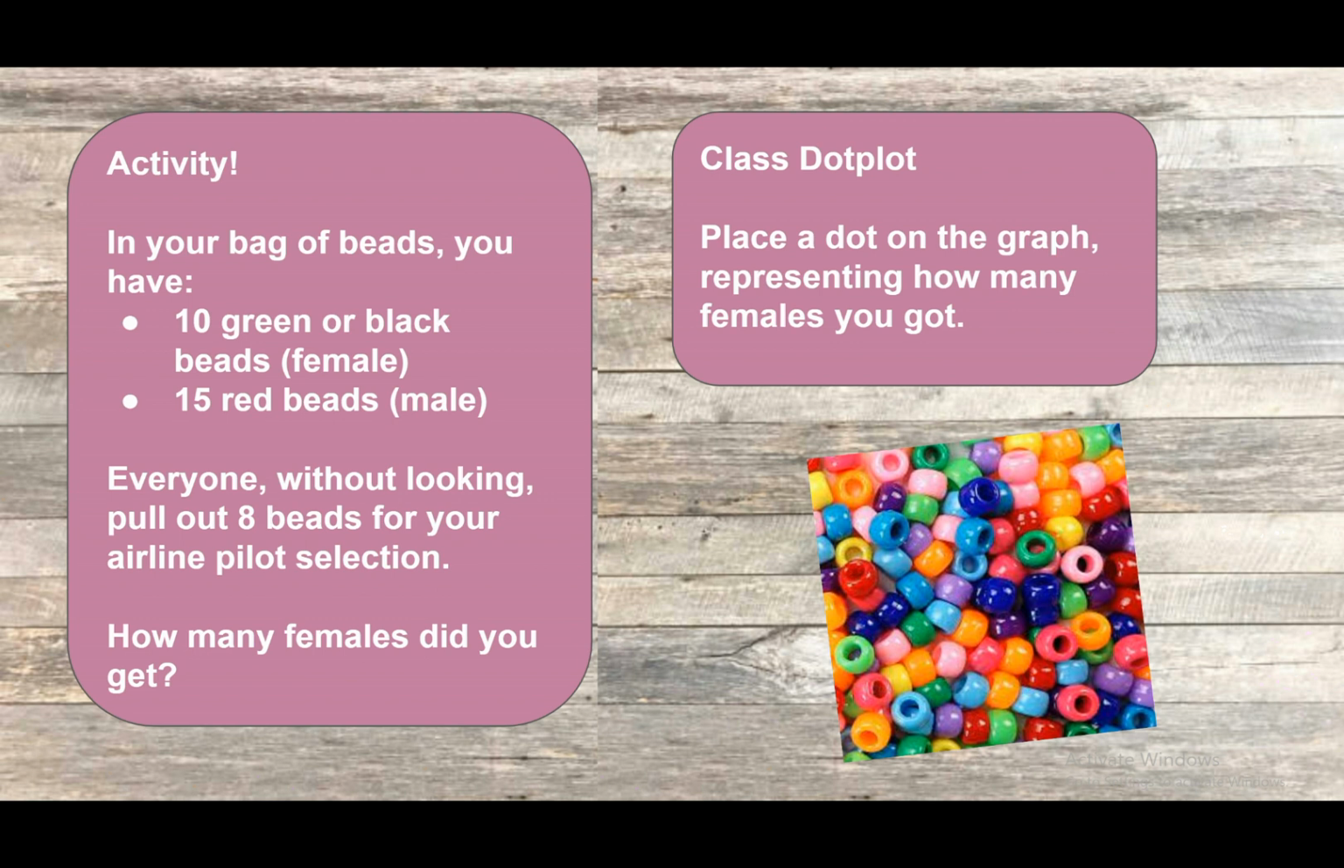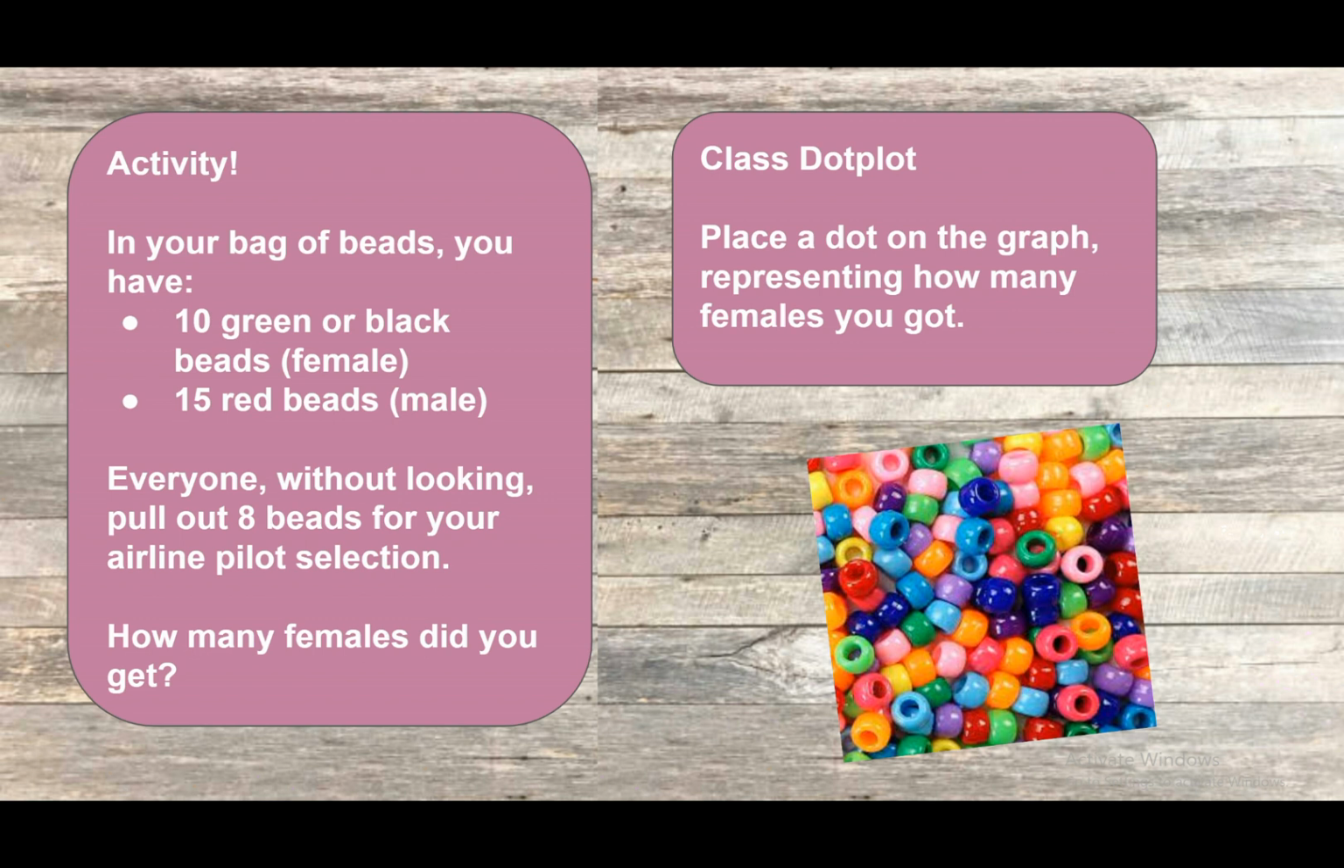So we're going to replicate it 23 times. You guys can have your own little experiment there. You're going to close your eyes, and you're going to draw 8. You are choosing who's going to be captain. Once you have your 8 drawn, I want you to count up how many females you chose. That would be either the green or the black, depending on what color you have. Count up how many green or black you chose, and then as a class, we're going to make a dot plot with this data.